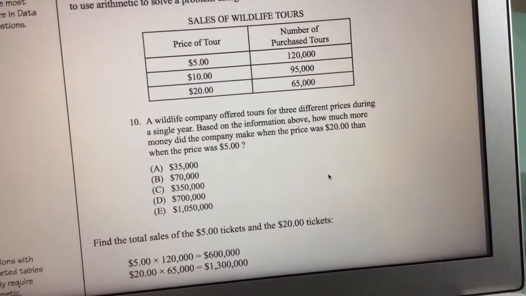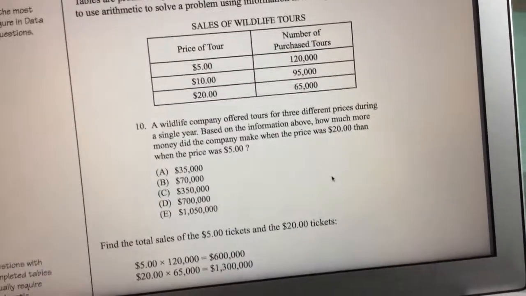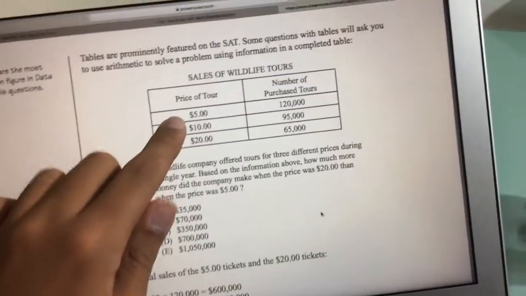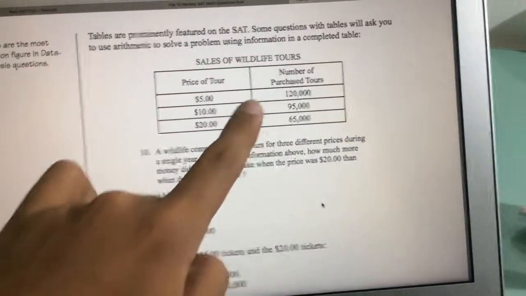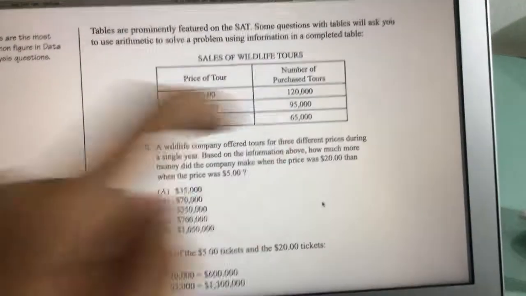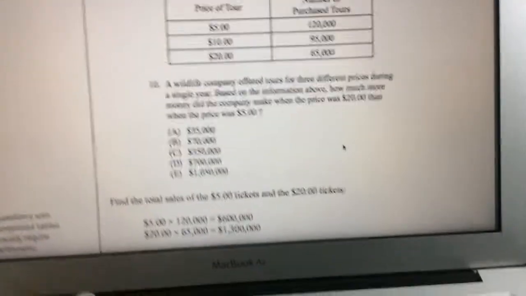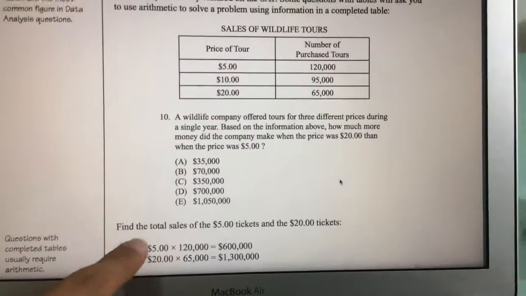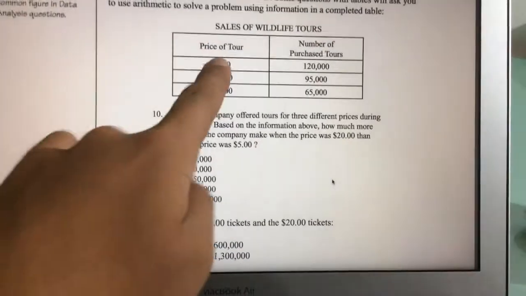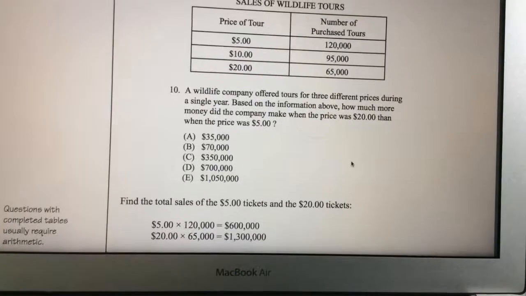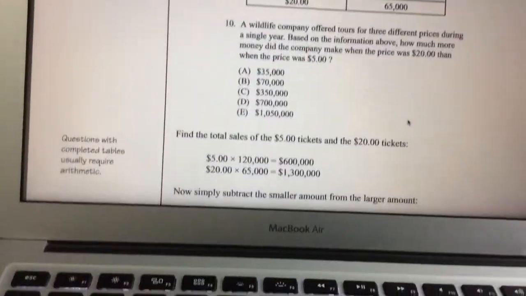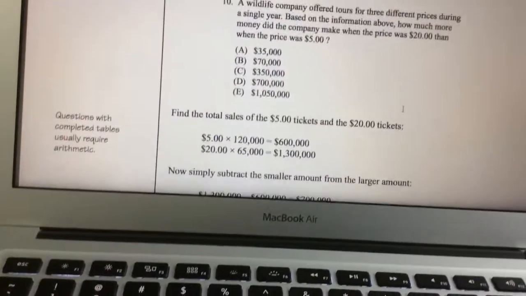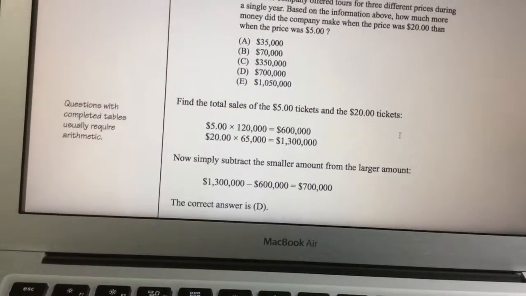Because it is asking you, the price of the tour here is 5, and the number of purchased tours is this amount, and 20 equals this one. So as it shows right here, you need to multiply this one by this one and this one by this one. That is very easy, guys. Then you need to subtract, and you will get your answer.